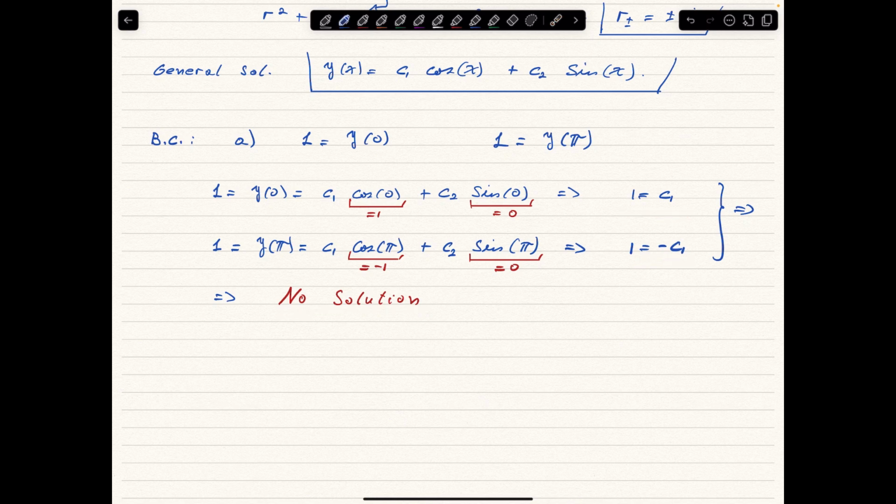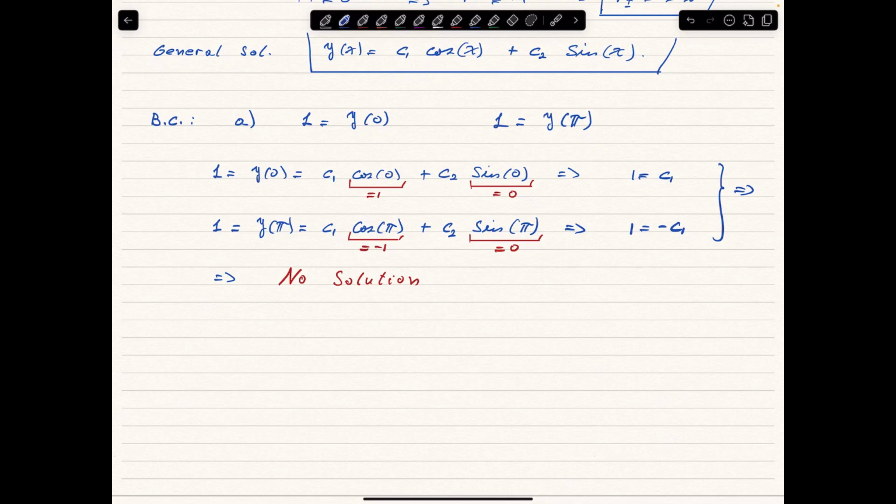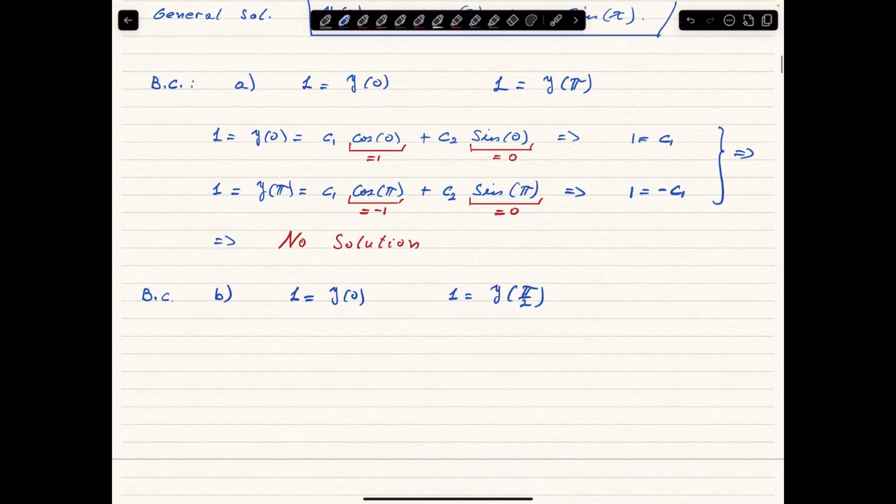Okay, we learned something from the example, and now let's go to the next problem, which is the problem with boundary conditions B. And now we have the boundary conditions y at 0 is equal to 1, and then 1 is equal to y at a different point, at pi over 2. Before it was pi, now it's pi over 2. So this part of the calculation is going to be exactly the same, isn't it? Because it's the same condition. Copy. Let's put it here.